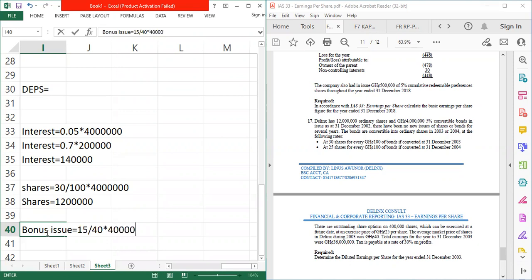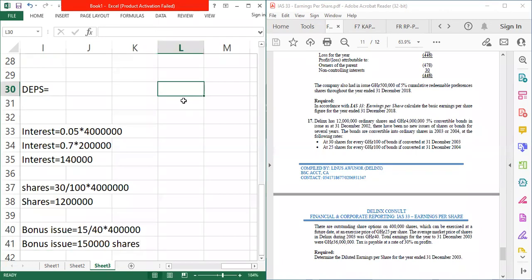400,000. Okay. So the bonus issue shares will be what? 150,000 shares. Okay. So let's now find our total number of shares now.